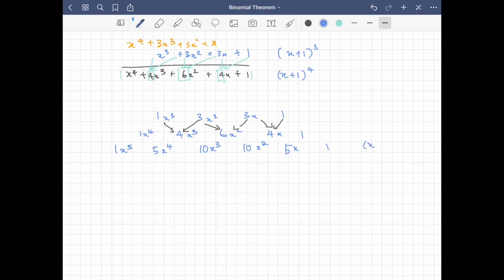So now we already got x plus 1 to the power of 5. By continuing this, we can get x plus 1 to the power of 6 and so on. This pattern, after taking off those x terms, forms a triangle called Pascal's Triangle.